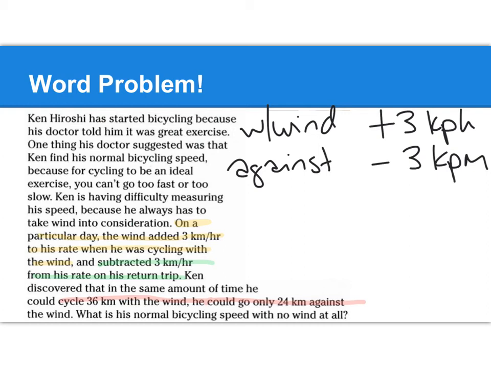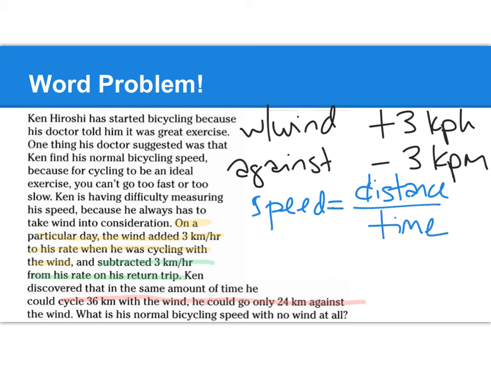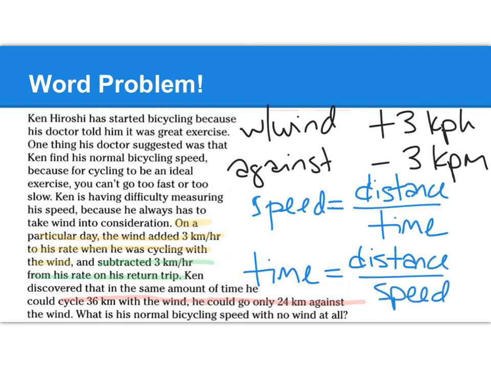Well, some things that we should recall. Recall that speed is equal to distance over time. Now, the constant that we have is time, so the equation that we just wrote about speed equals distance over time is equivalent to saying that the time is equal to the distance traveled over the speed.